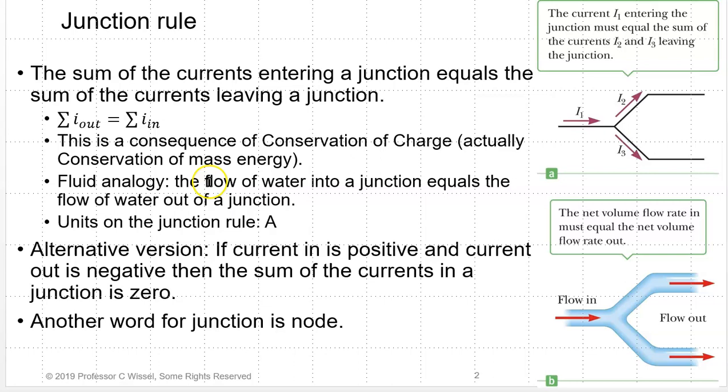The fluid analogy to this is the flow of water into a junction equals the flow of water out of a junction. And the units on the junction rule are amps. The alternative version is if you call current in positive and current out negative, then the sum of the currents in a junction is zero. Another word for junction is node.